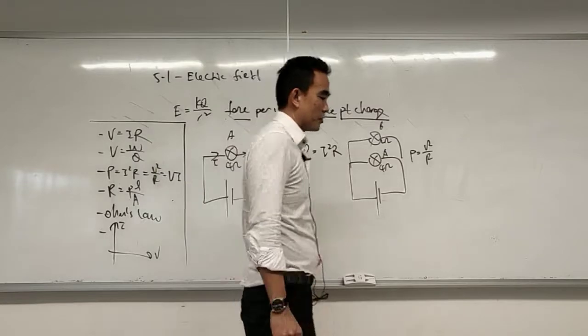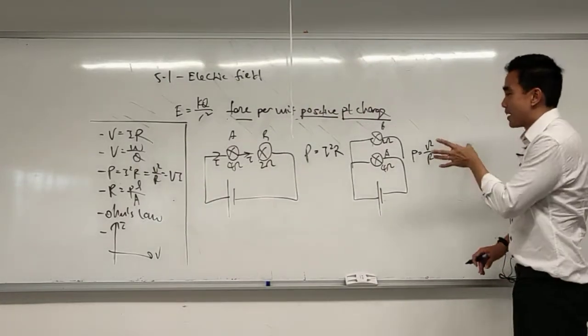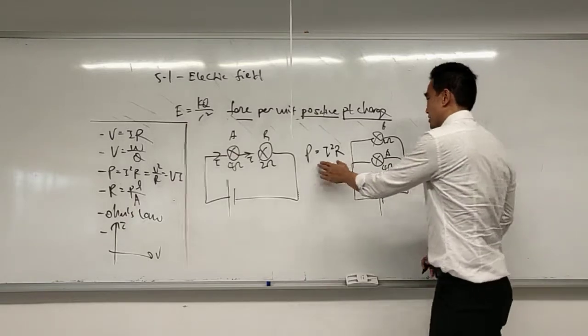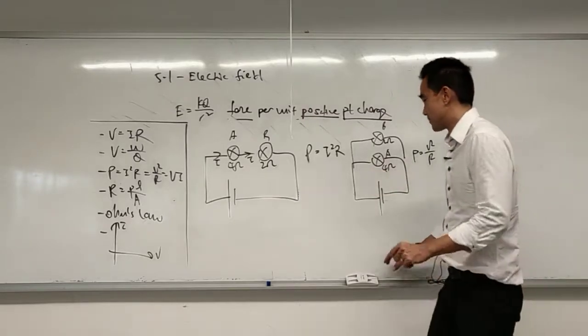So what am I trying to say? You need to use the equations based on what you're given, especially for power, whether it's series or parallel. For comparison, I would say that most of the time you have to use I squared R in the series circuit, and V squared upon R in the parallel circuit. Now, next thing.